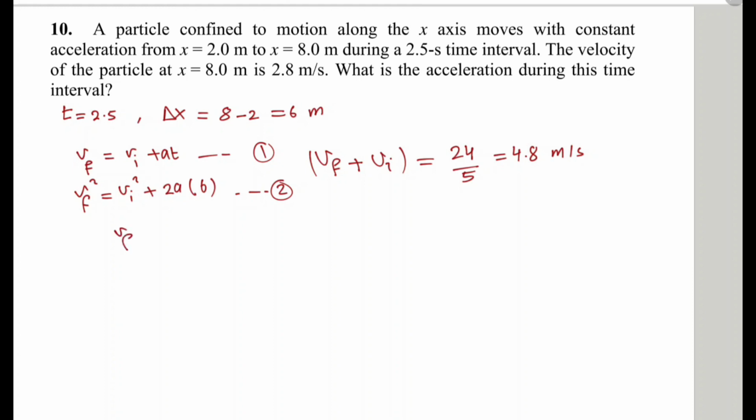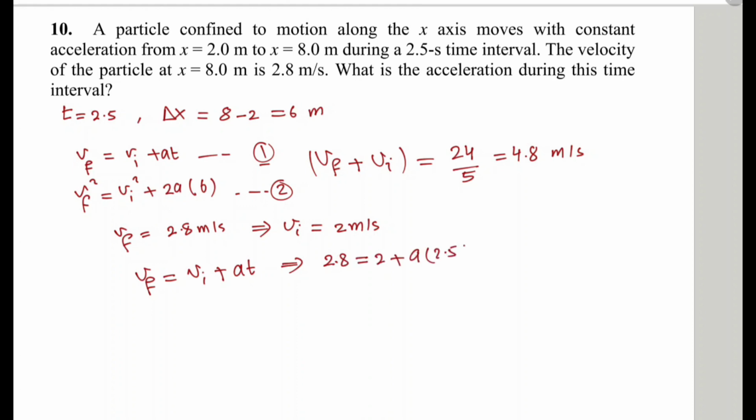Now V final equal to 2.8 meters per second is given, and the initial is equal to 2 meters per second, and by using equation number 1, this one here, you will find V final equals V initial plus AT, or 2.8 equals 2 plus A times 2.5 in this case, and the acceleration after all will be equal to 0.8 divided by 2.5, or A equal to 0.32 meters per second squared.